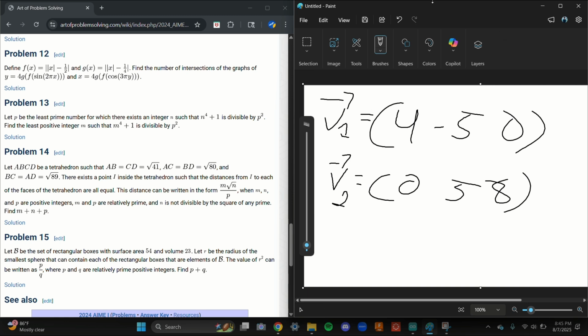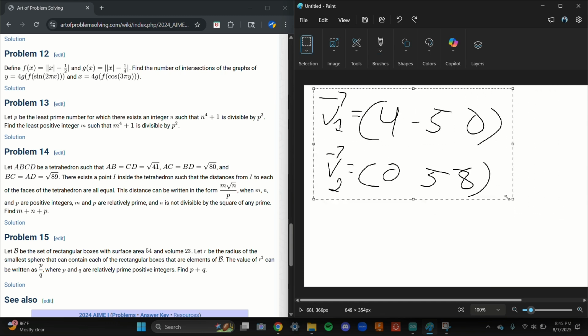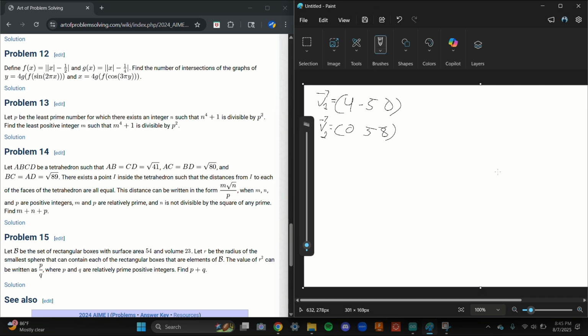Okay, so now we want to find the cross product of these two vectors. Basically, the cross product is related to the parallelogram formed by these two vectors, and it also defines this height, which is perpendicular to this parallelogram. So that's what we want to find. So how do we find the cross product? Well, there's actually this really neat shortcut. We can set up a determinant like this, with I hat, J hat, K hat, and then we can write the vectors out like this.